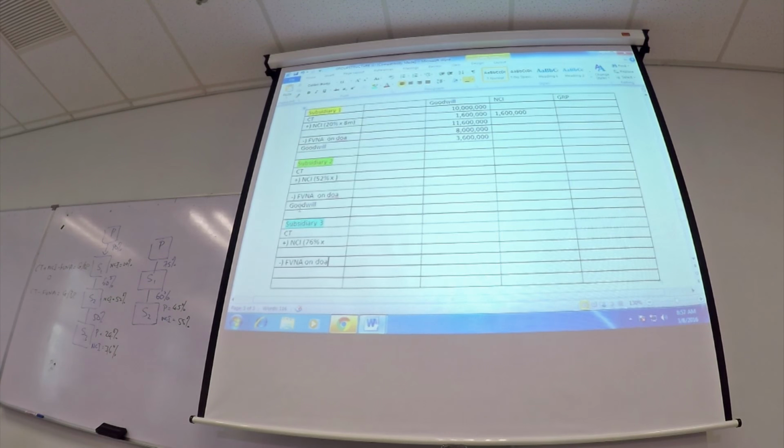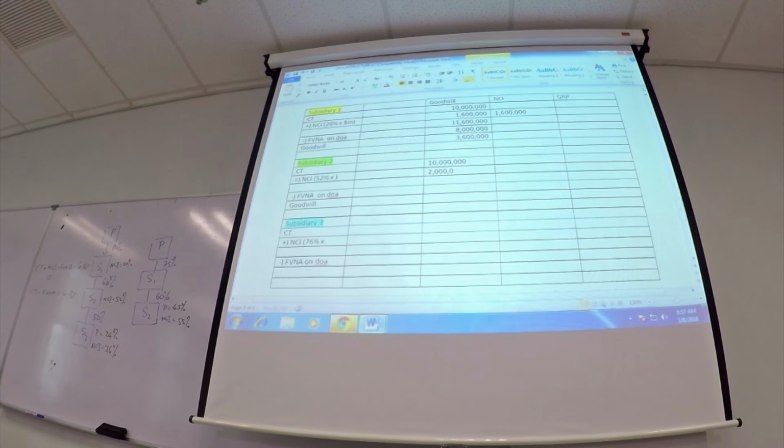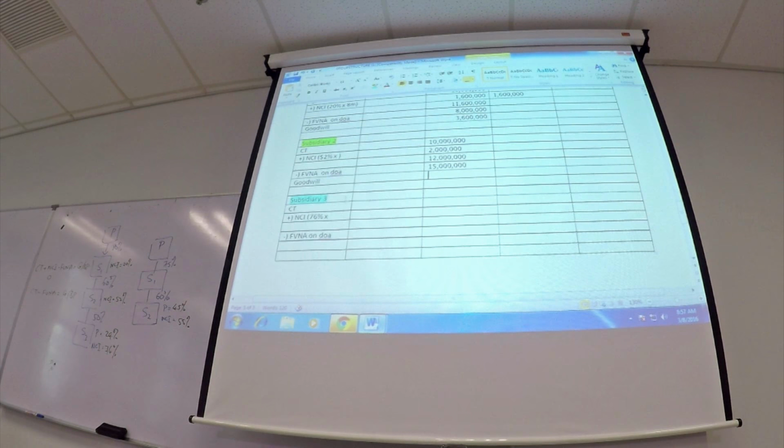Subsidiary 2. Consideration transferred is, let's say, 10 million. This is just a hypothetical number, isn't it? Your NCI, let's say, 2 million. So your total here is 12 million. And the fair value of net asset is 15 million. So what happened here? You got negative, isn't it? So that is 3 million. This 3 million negative, we call it bargain purchase.